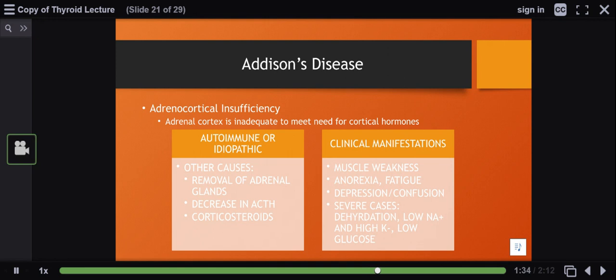Clinical manifestations that we would see are muscle weakness, anorexia and fatigue, hypotension. The patient may also have depression or confusion, a dark pigmentation especially around areas of the knees and elbows. And in more severe cases, they will have low sodium and high potassium. This low sodium will lead to dehydration. And the client may also have low glucose, so we'd want to monitor them for hypoglycemia.